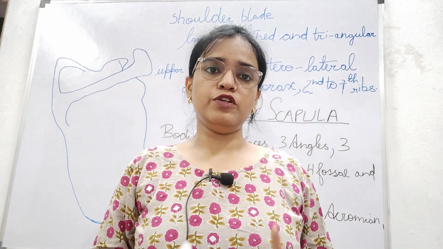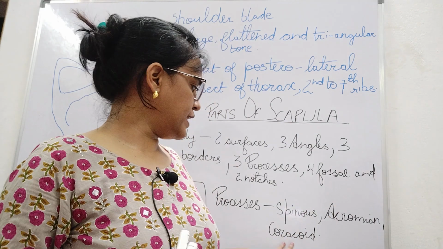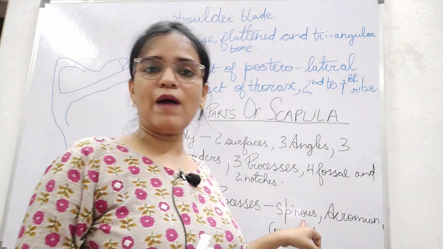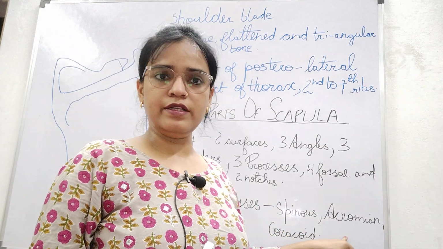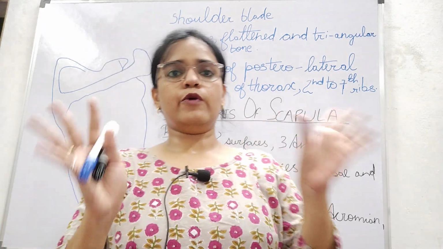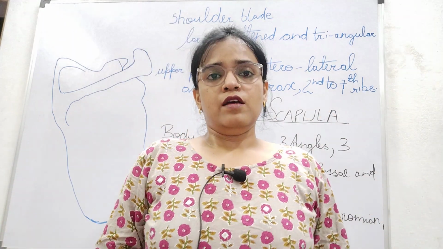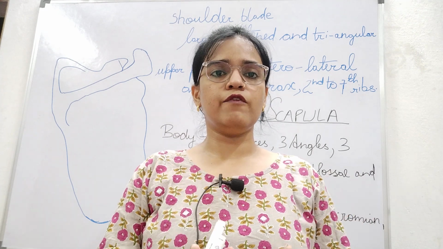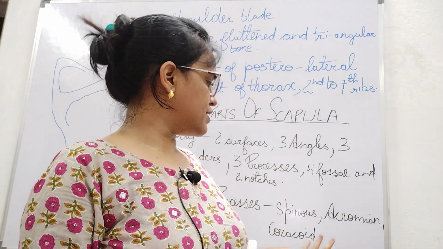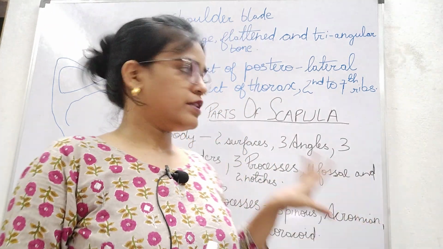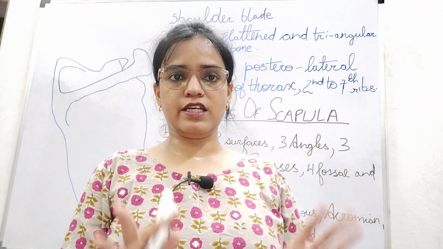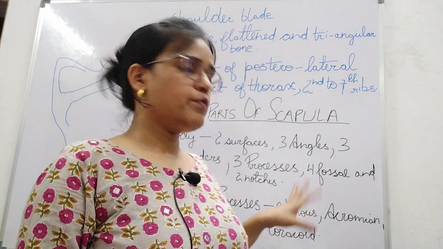If we talk about processes, namely there are three processes: spinous, acromion and coracoid. Okay, so now we would study all the parts in detail, including the surfaces, angles in detail, and the processes.